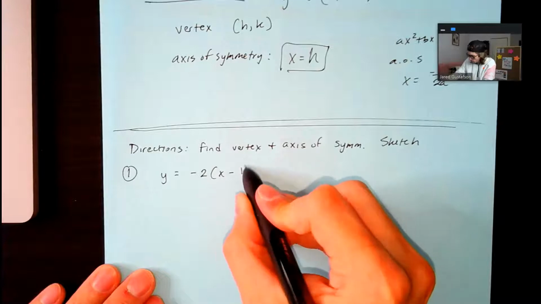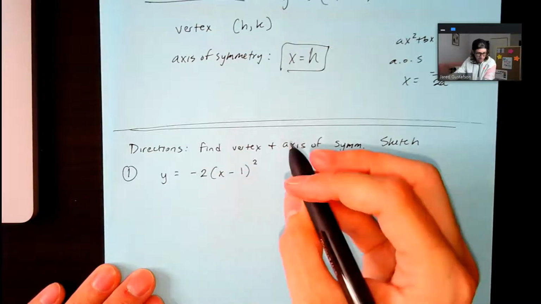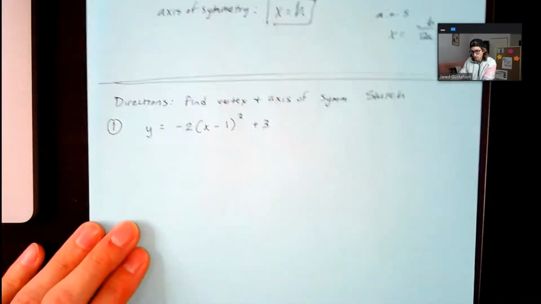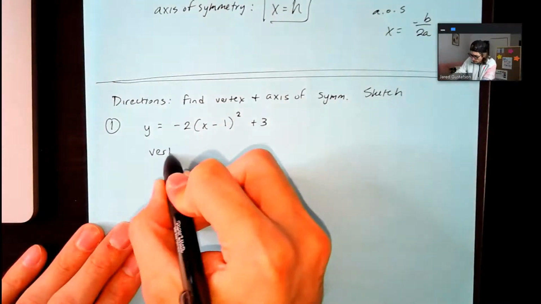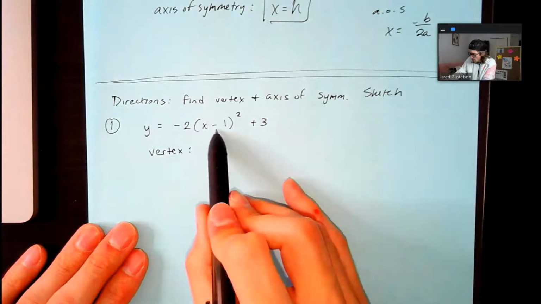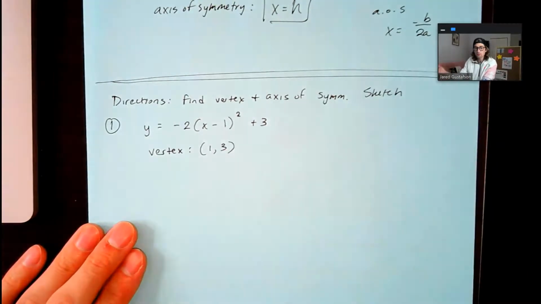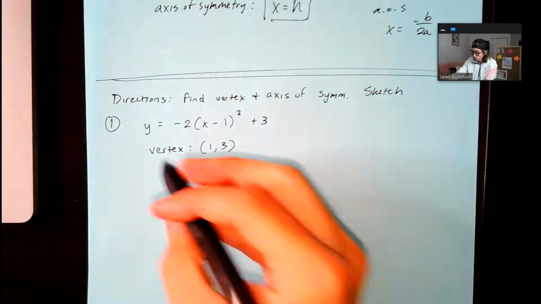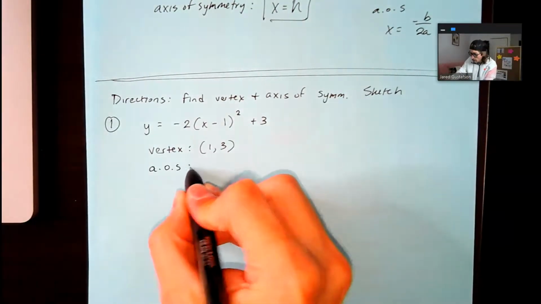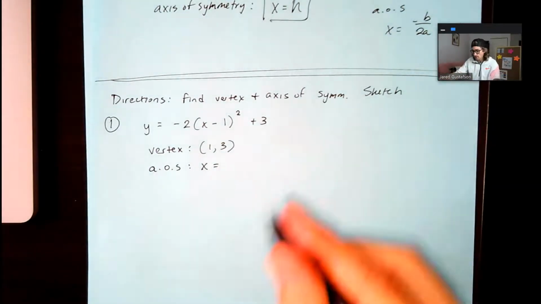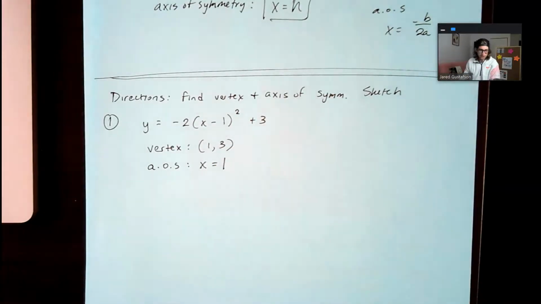So we're going to start with something in vertex form, -2 times the quantity x minus 1 squared plus 3. In vertex form, we will normally state the vertex first. There's our h, there's our k. Our vertex is 1, 3, no extra work needed. How nice. Axis of symmetry is the vertical line, so x equals goes through the vertex, so we need that x coordinate. X equals 1 is our axis of symmetry.